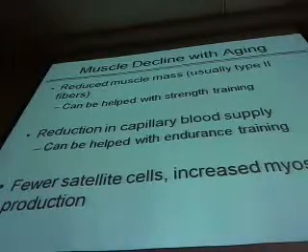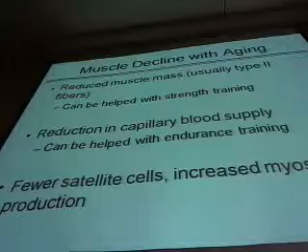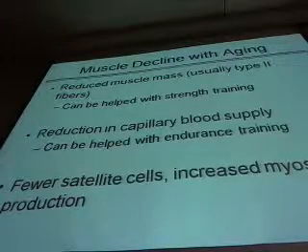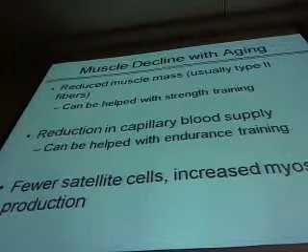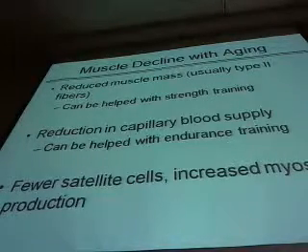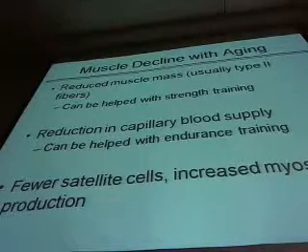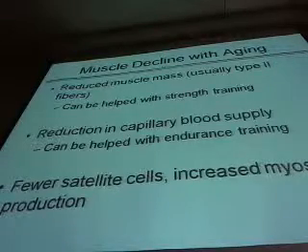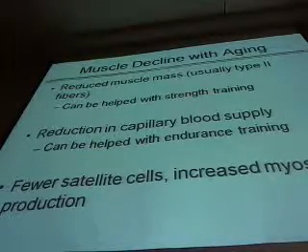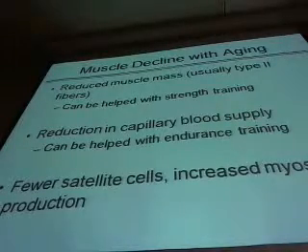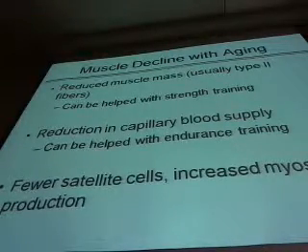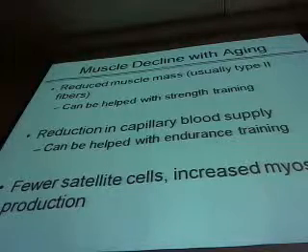Muscles decline with age. Usually the type 2 can be helped with strength training. Reduction of capillary blood supply, endurance training, fewer satellite cells, increased myostatin. You don't have the satellite cells to repair, and you've got the increased myostatin. I don't know why. I mean, that's where the research is right now.